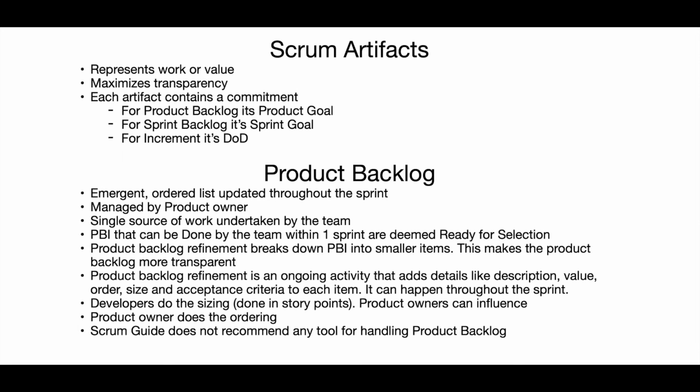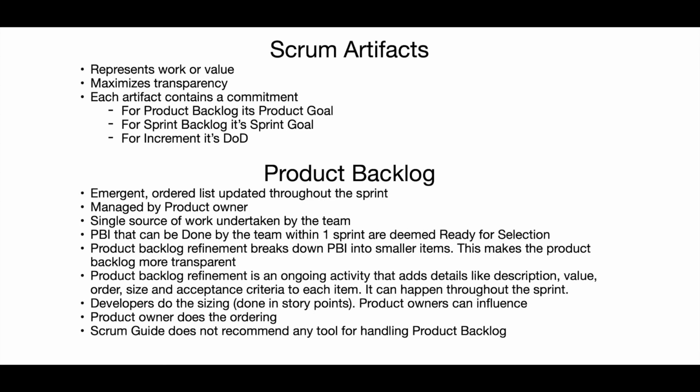Product backlog. It's an emergent, ordered list updated throughout the sprint. It is managed by the product owner. It's a single source of work undertaken by the team. Product backlog items that can be done by the team within one sprint are deemed ready for selection. Product backlog refinement breaks down the product backlog items into smaller items. This makes the product backlog more transparent.